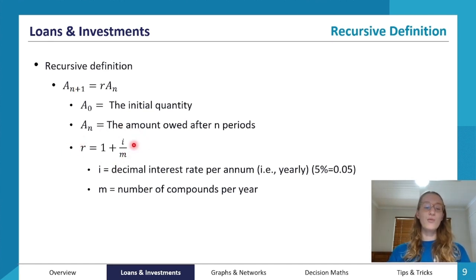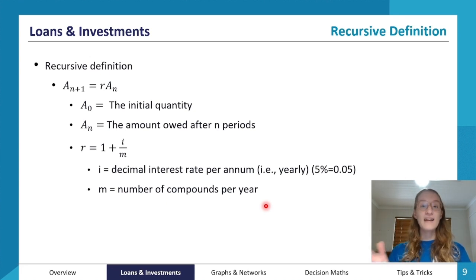So a better way to think of this, rather than I over M, would be R equals 1 plus the decimal interest rate per annum divided by the number of compounds per year. So when we're talking about the decimal interest rate, per annum is referring to yearly. And when we're talking about decimal, that means in decimal form. So if the interest rate on a loan or investment was 5% per annum, then we'd say 0.05 divided by the number of compounds per year.